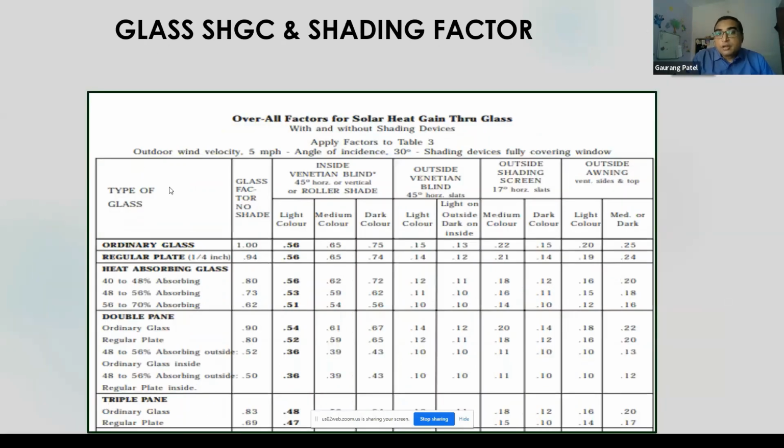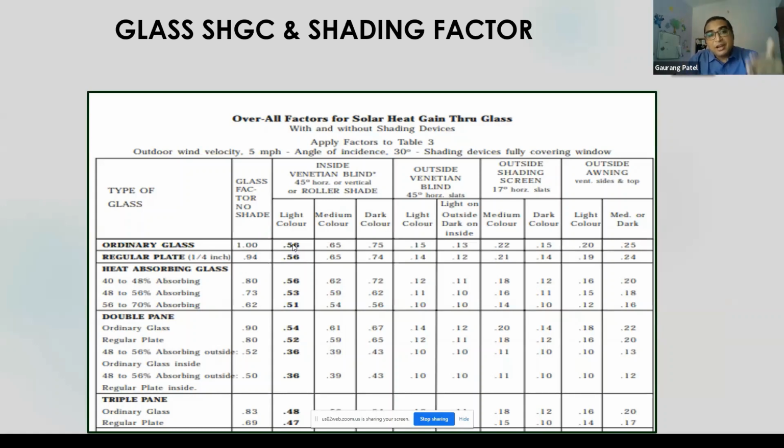Then this is the glass shading factor. What is the impact of the glass shading? Whether you are taking a normal ordinary glass, which has a shading coefficient of 1, plain normal glass. When you go for special glass like double pane glass, which has 2 layers, you'll be changing the shading coefficient. Apart from that, you can have a coating on it, or you can have blinds inside. If I take a normal glass, which has a shading coefficient we consider as 1, and I add venetian blinds or a roller shade which covers the complete glass, my shading coefficient will be 0.56.